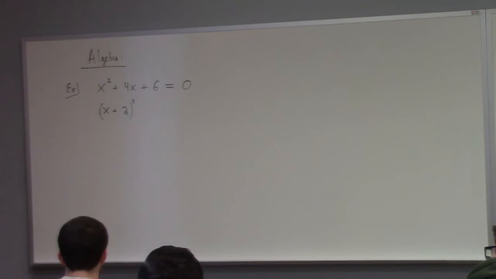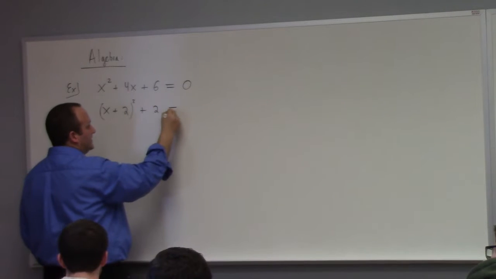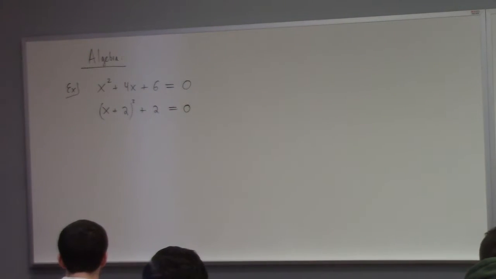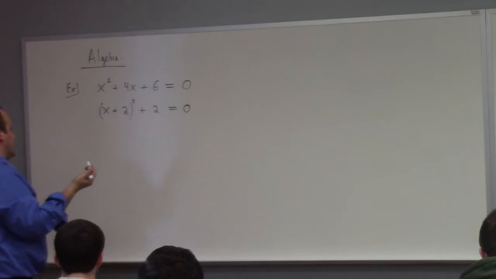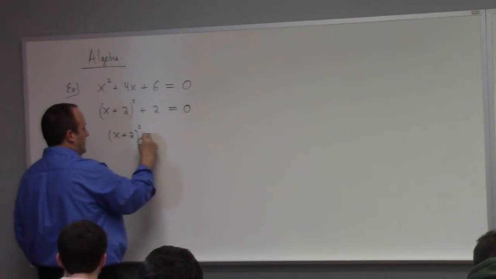What do I have on the board right now? x squared plus 4x plus 6. What am I missing? 2, right? So I have to add 2. That's completing the square. It's rewriting a quadratic expression so that the variable is inside a square. Just like that. And the reason that we do this is so we could solve it, right? I mean, this is x plus 2 squared equals minus 2.